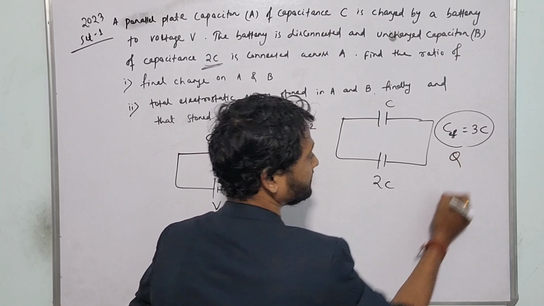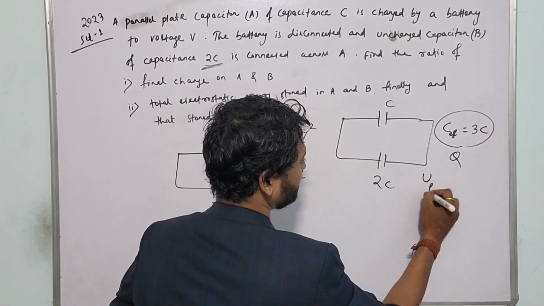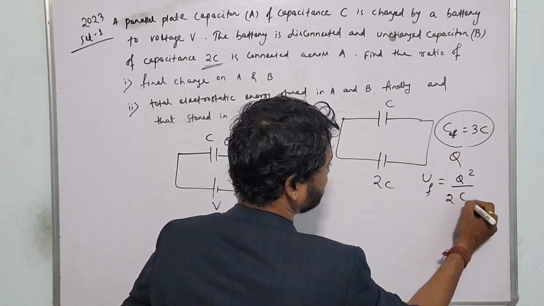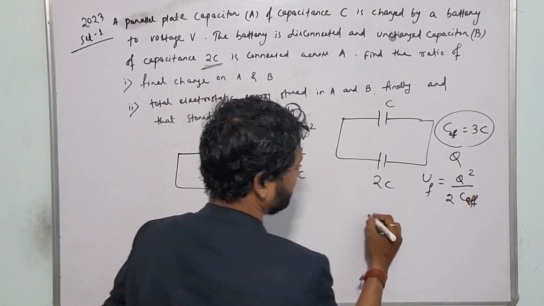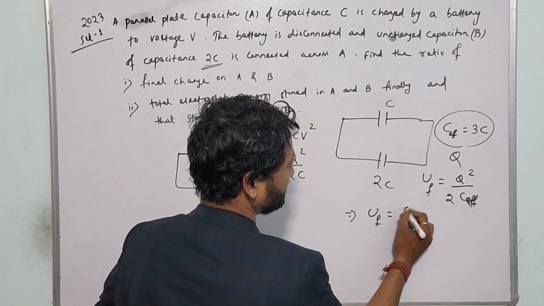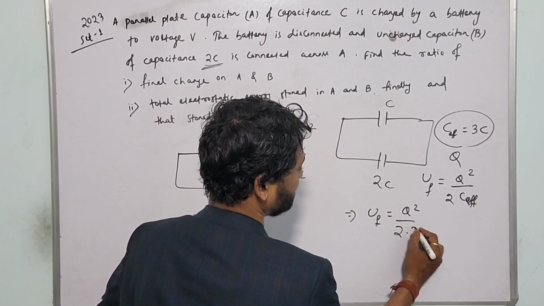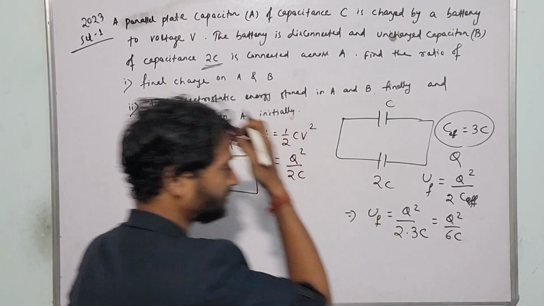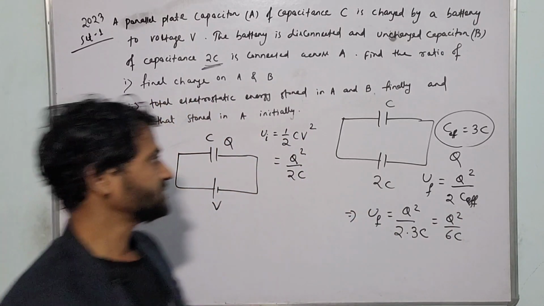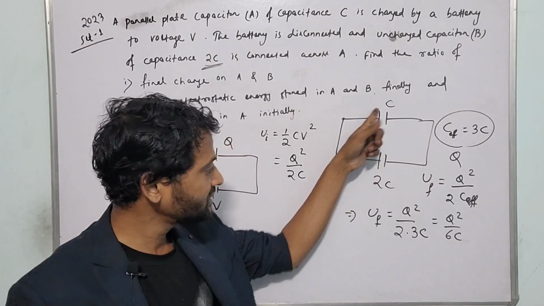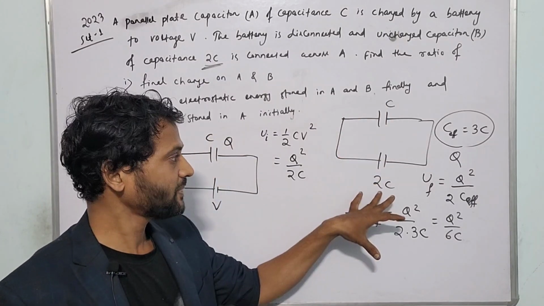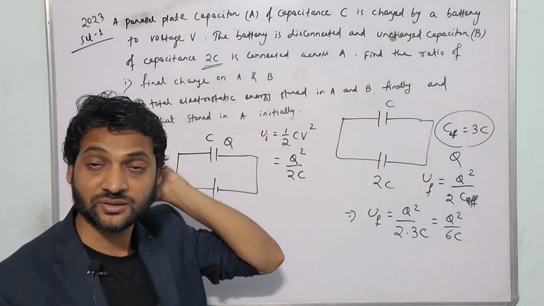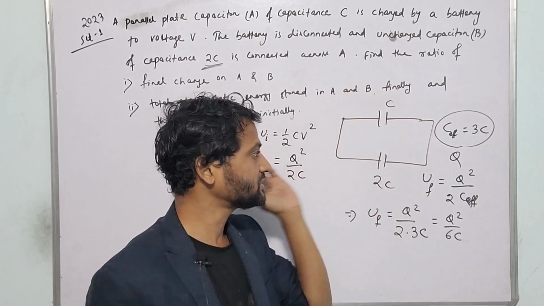And total charge is Q. So what is the final energy? Q square upon 2 into C effective. So final energy will be Q square upon 2, C effective कितना है? 3C. So it will be Q square upon 6C. ये हो गया total final energy. समझ में आ रहा है कि नहीं? दोनों का कैपेसिटेंस C and 2C and total charge is Q, as I have told, because of charge conservation. Initial charge will be equal to final charge.